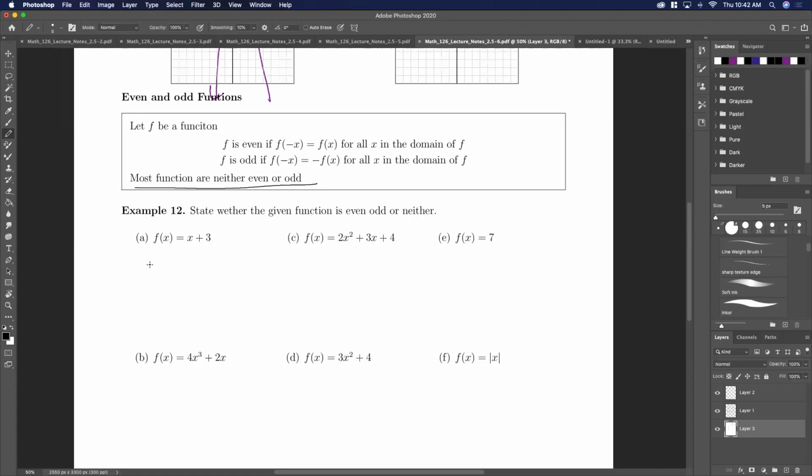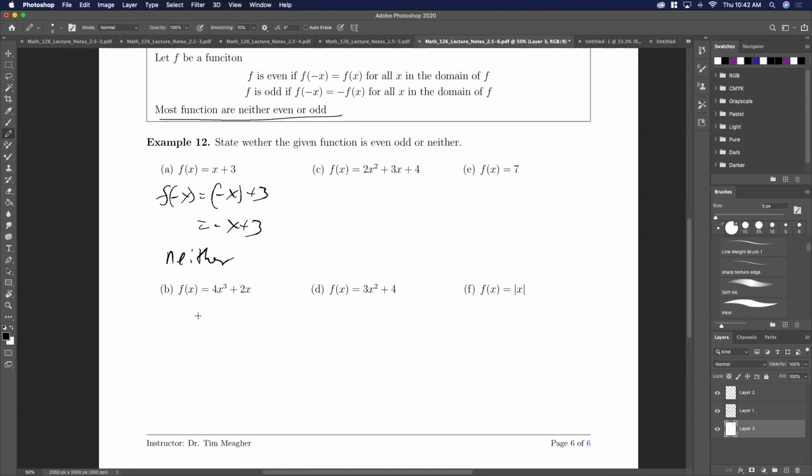So here, let's just crunch through one. Here, f of minus x is equal to minus x plus 3. This is neither the same function, nor is it the negation of this function. So this one's really neither. Let me do one that actually turns out to be interesting first. Let's just go to B.